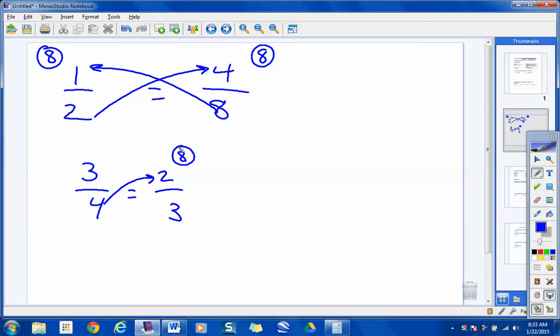Okay, what's this cross product right here? 9. Cross products equal? No. So therefore, are those ratios equal? No. Okay?